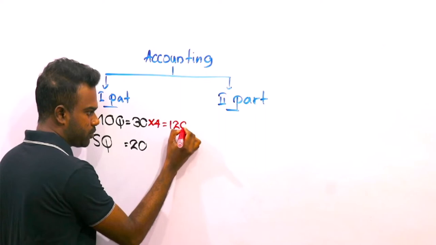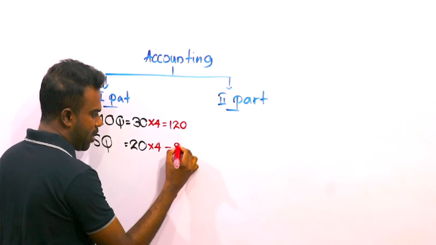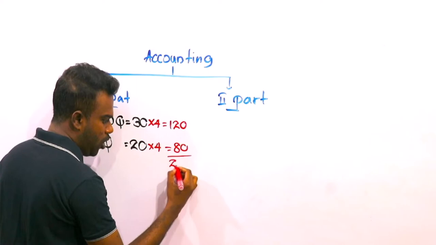Then 20 short questions are also able to get 4 marks for each question. Then 80 marks. Right? 80 marks. Then altogether you can obtain for the first paper 200 marks.